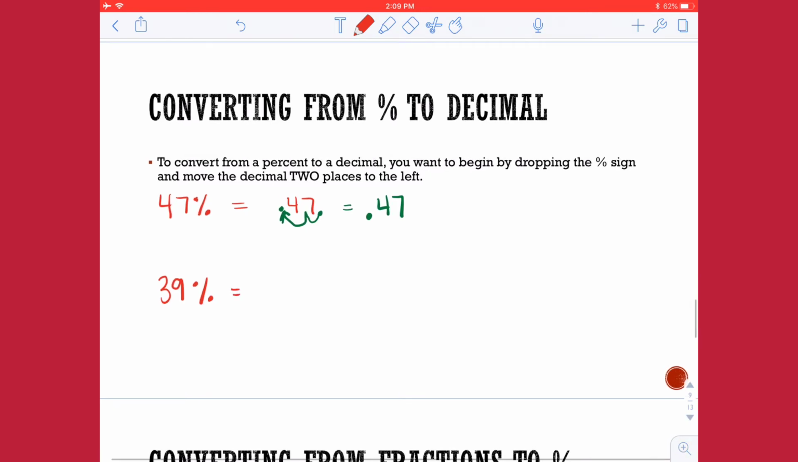So I'm going to drop the percent, so that's 39. And I know that my decimal is at the end because this is a whole number value, and I'm going to move it 1, 2 places. I'm going to put my decimal there, and so I'm left with 0.39.